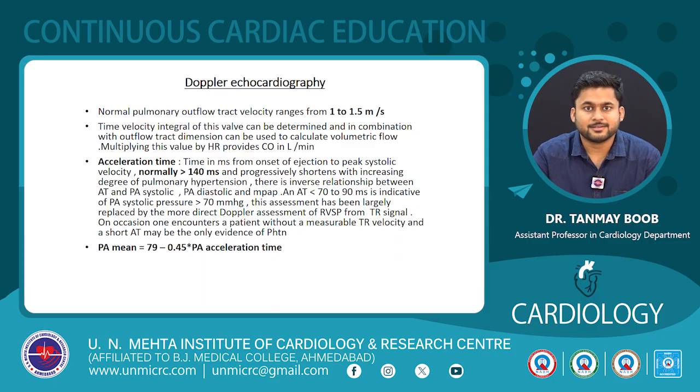The second important thing is acceleration time. It is the time in milliseconds from onset of the ejection to the peak systole. Normally it is more than 140 milliseconds. As there is progression of the pulmonary hypertension, this acceleration time will go on decreasing, and when the acceleration time is less than 70 milliseconds, it indicates severe pulmonary hypertension. We can calculate mean PA pressure by using the formula of 79 minus 0.45 into PA acceleration time.